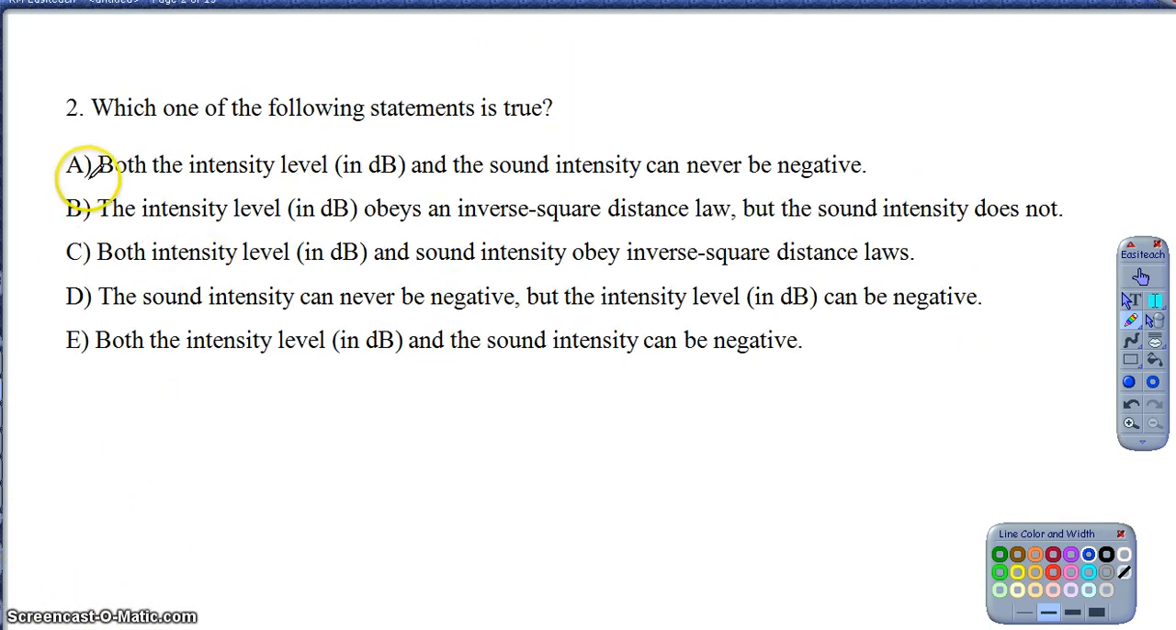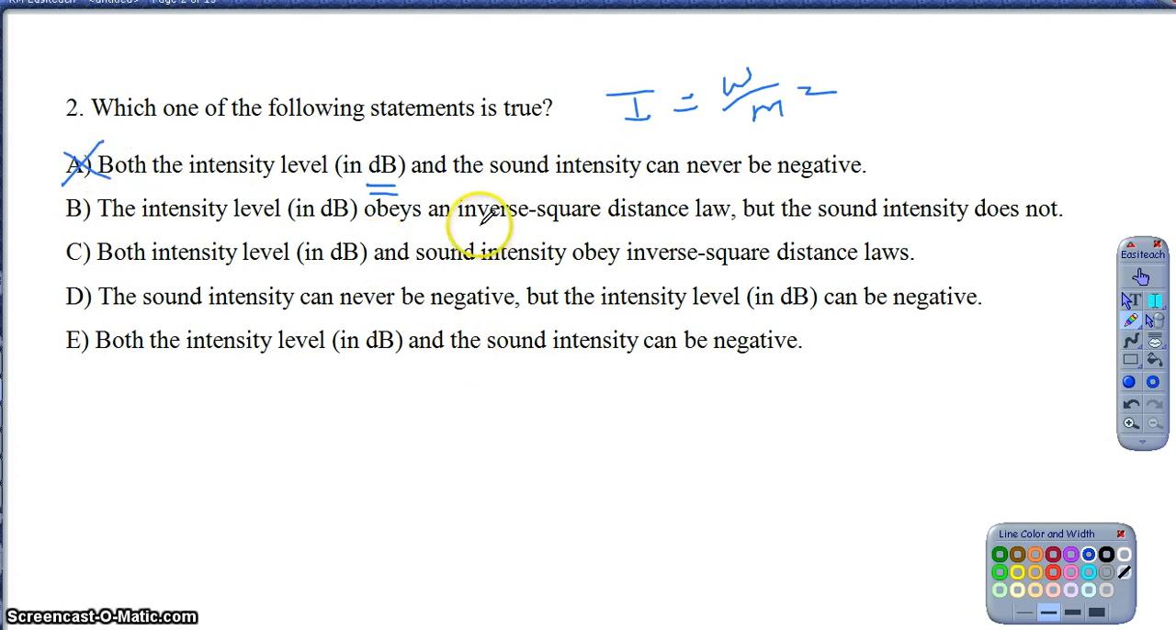Question 2 is a pretty good question for making sure we realize the difference between these two terms, right? So the intensity level is talking about the loudness in decibels, whereas the sound intensity is talking about our intensity in watts per meter squared, right? So if I look at option A, they ask which of the following is true. Option A is not true because the sound intensity cannot be negative. We either have a certain amount of power or we don't, right? So the sound intensity cannot be negative. So that's false right there, and therefore that option is not true.